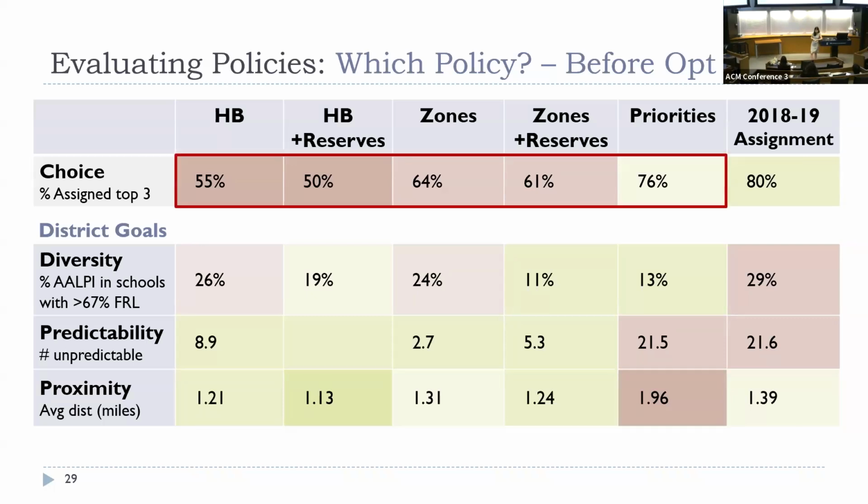And then finally, if we look at choice, again, unsurprisingly, all these left-hand policies that restrict choice are going to significantly reduce the percentage of families who are assigned to one of their chosen schools. And I think what's interesting here is the magnitude of the change, right? Like how many fewer families are going to be getting one of their choices.